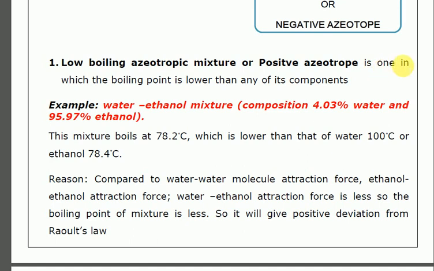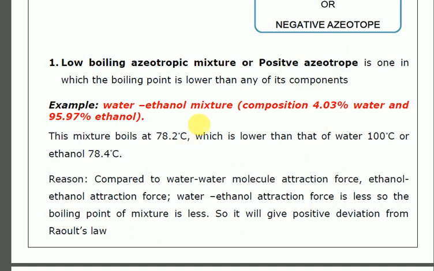The mixture basically boils at a temperature lower than that of any of its components. What does this mean? Take a water and ethanol mixture, with composition 4.03% water and 95.97% ethanol. When the mixture boils, it boils at 78.2 degrees Celsius. It goes on boiling without any change in composition.